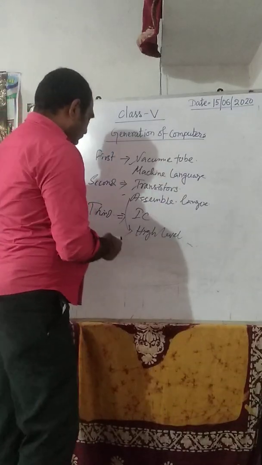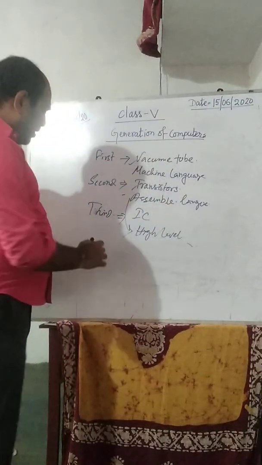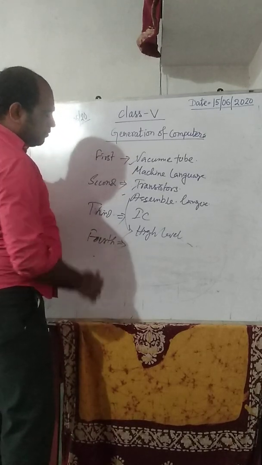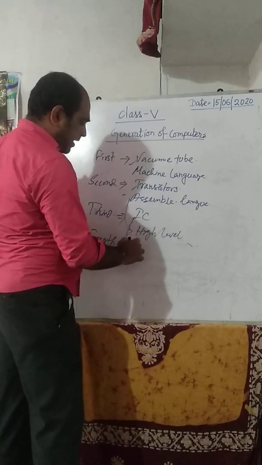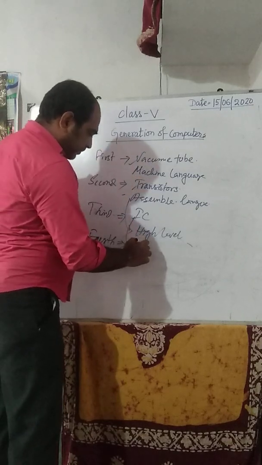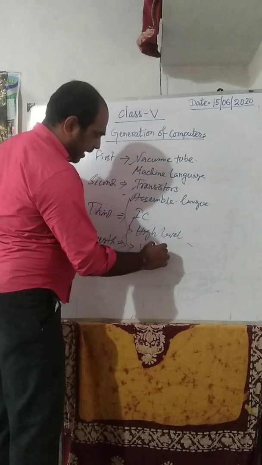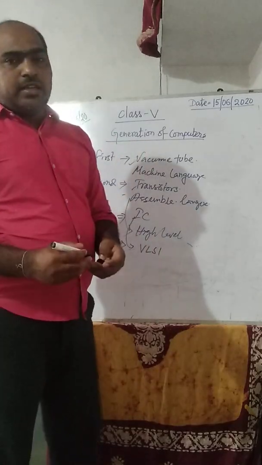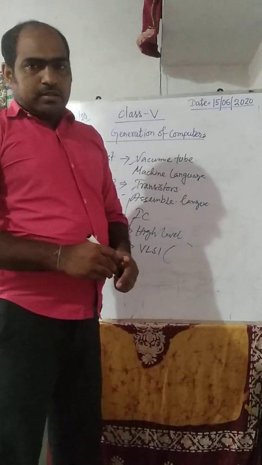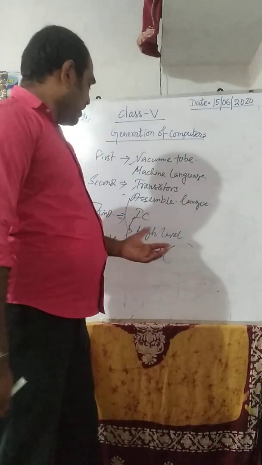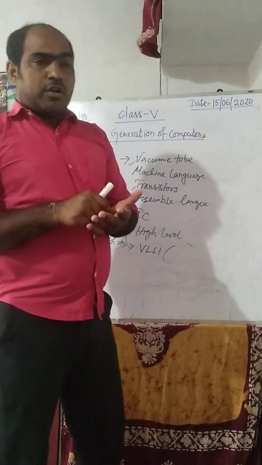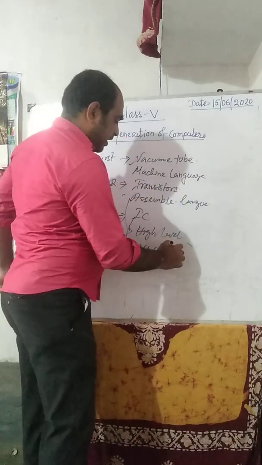Then they did not stop, and the fourth generation came. Instead of IC, they used VLSI, very large scale integration. You can say that is the processor. That is, the fourth generation also used processors, chips. You can say chips.